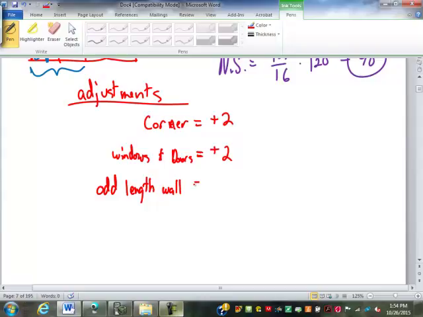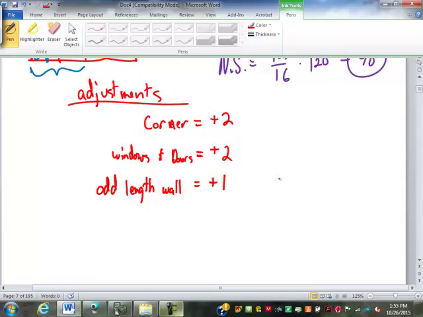Odd length wall. By odd, I do not mean an odd number like 3 or 5. By odd, I mean not divisible by 4. 4 is the magic number for framing. That's what they call a modular number. Any wall that is not 4 feet long will not work out in our formula. For each odd wall, you add 1.